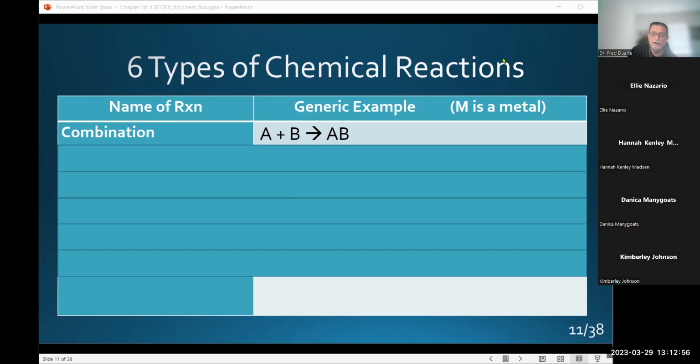A good example of this would be the coming together reaction of hydrogen gas plus oxygen gas. I'm not going to balance it, I'm just giving you the general reaction. It reacts to form a compound, which is water, H2O, okay? Two elements coming together.